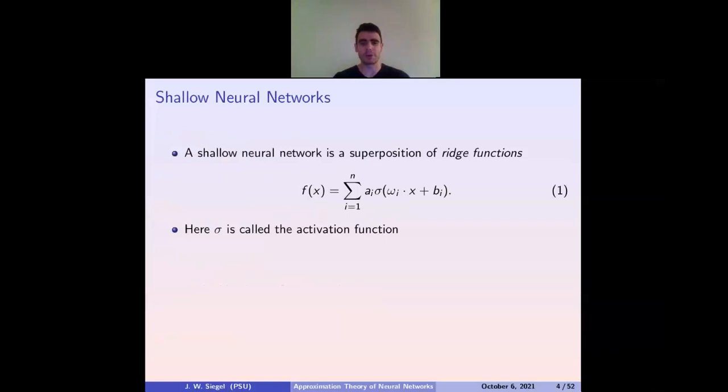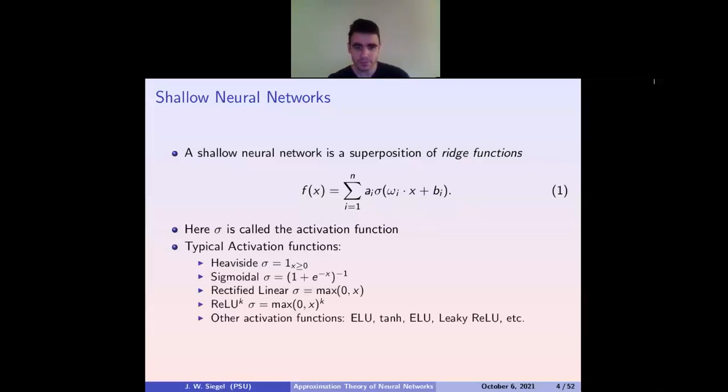What is a shallow neural network? A shallow neural network is basically just a function which is given by a linear combination of plane waves, or ridge functions, as they're also called. Sigma of omega dot x plus b, basically a function that only varies in one direction with profile sigma. And so a shallow neural network is just a superposition of these functions. And then this profile function sigma is called the activation function.